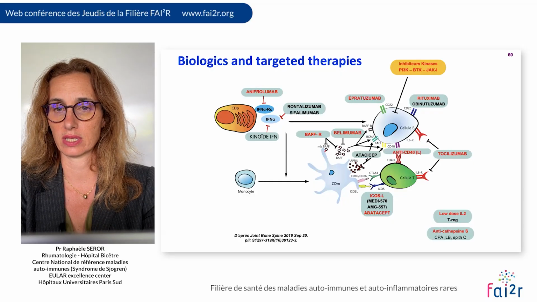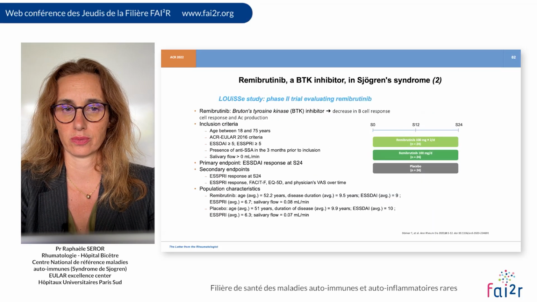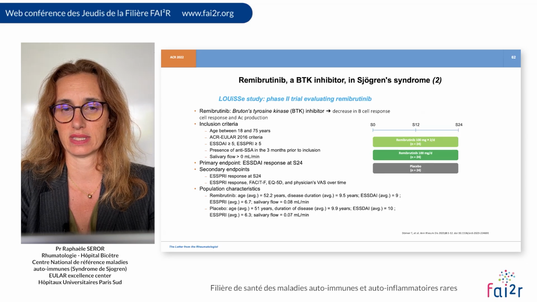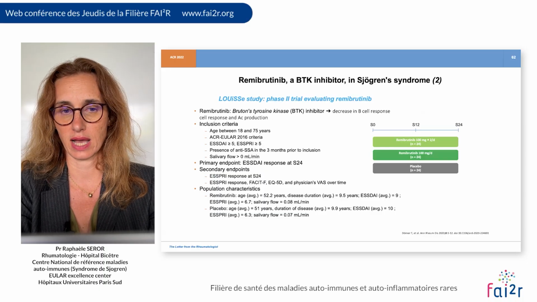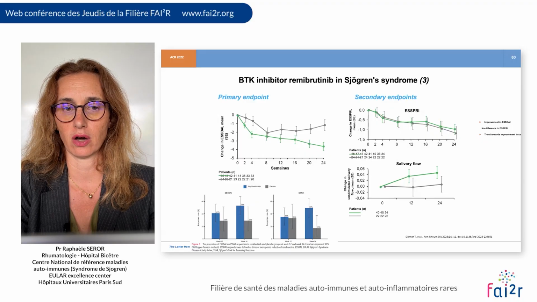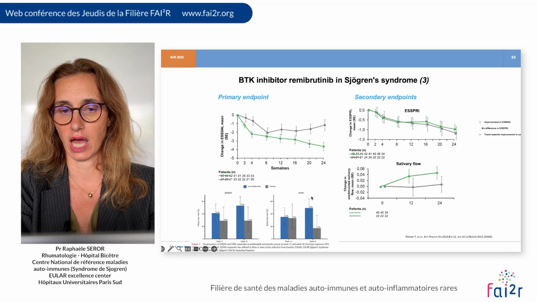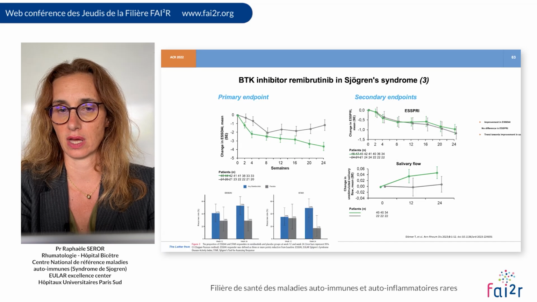We have also treatment that targeted, which are kinase inhibitors. With the main one and the more promising one is the remibrutinib, which is a BTK inhibitor. BTK is the Bruton tyrosine kinase, which is the tyrosine kinase specific of the B cells. And when you target BTK, you decrease B cell response and autoantibody production. In this trial, we observe an effect of remibrutinib on SDI, with no effect on ESSPRI, but an effect on salivary flow, as we observe with the other drugs. And at week 24, high difference between a treated arm and placebo arm with the STAR endpoint.